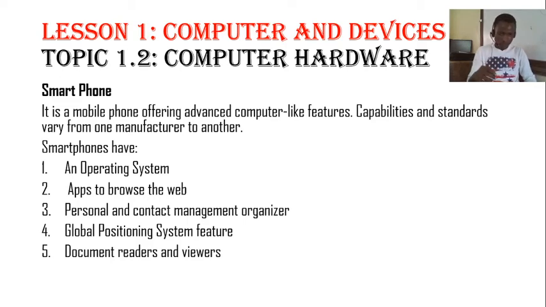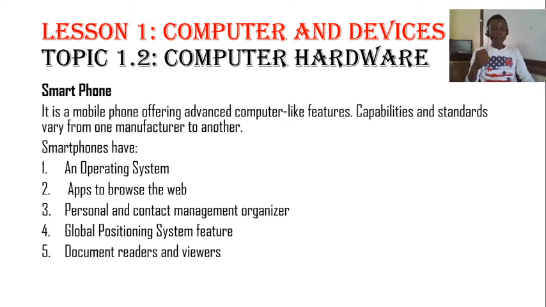Number two, we have apps. On the smartphones, we can have apps. The apps can be of different use. We can have apps to browse the website. We can have apps to send emails. We can have apps to write text. We can have apps to communicate, like WhatsApp, and many other apps. We have contact managers, apps to manage our contacts. So we have very many apps that we can find on our smartphones, including the apps that we can use to browse the web.